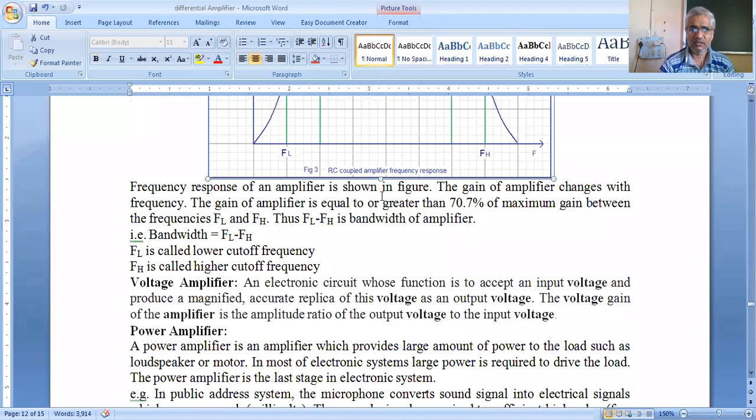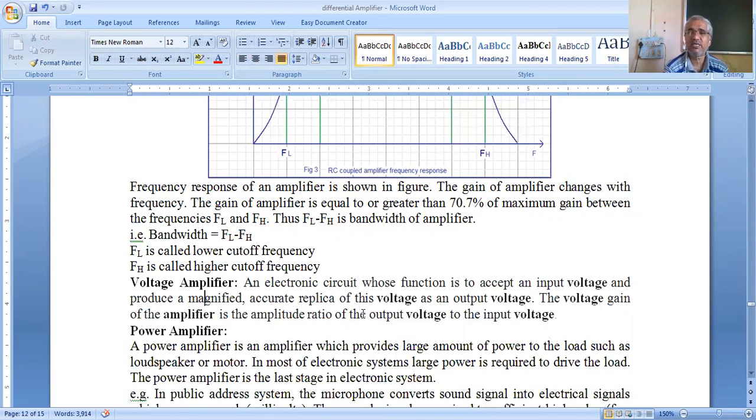Now the amplifiers are classified as voltage amplifiers and power amplifiers. The function of a voltage amplifier is to amplify the voltage, meaning the signal voltage is enlarged. A voltage amplifier is an electronic circuit whose function is to accept an input voltage and produce a magnified accurate replica of this voltage as an output voltage. The voltage gain of the amplifier is the amplitude ratio of the output voltage to the input voltage.